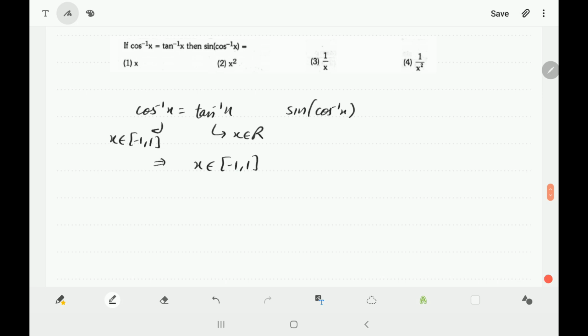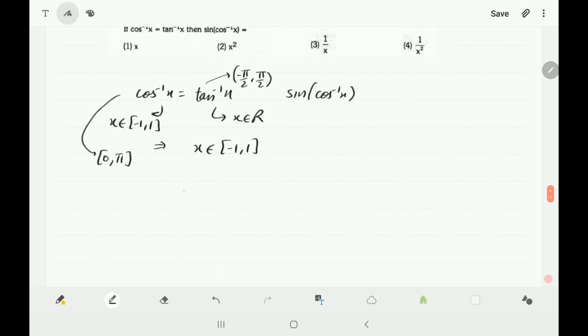But there is one more catch. The principal value branch of cos inverse x is the closed interval 0 to pi, and for tan inverse x it is the open interval minus pi by 2 to pi by 2. So it is understood that they have a common principal value branch in 0 to pi by 2 only. That means we will now have to restrict our domain to closed 0 to closed 1. We can check at 0 and 1 also, but I am just giving you the values from 0 to 1 only, because cos inverse x will give us values from 0 to 1 in the first quadrant, where tan inverse x can be achieved, because tan inverse x lies between minus pi by 2 and pi by 2.